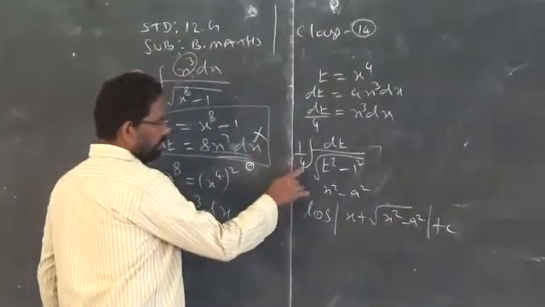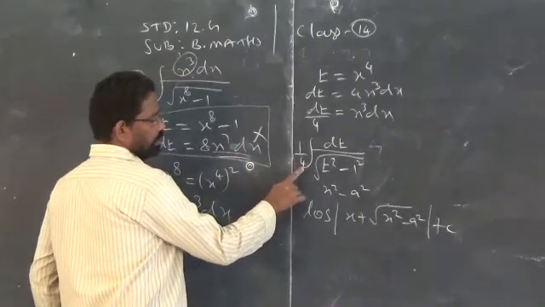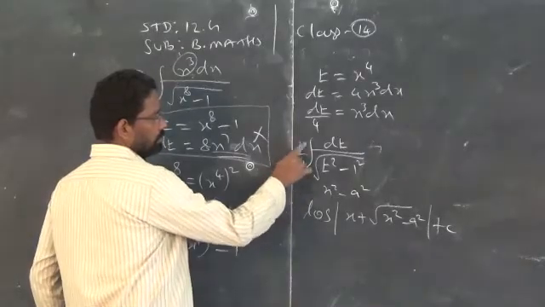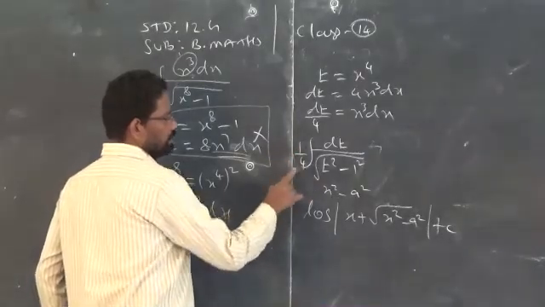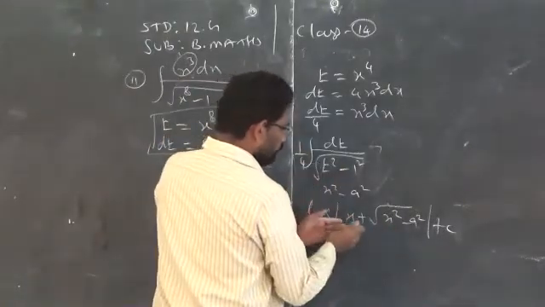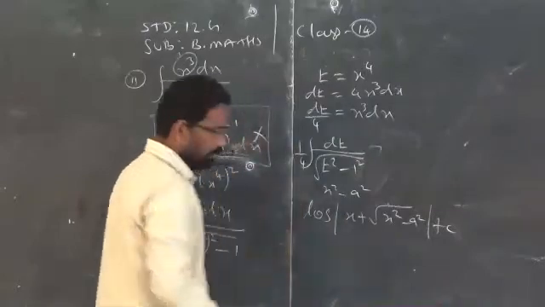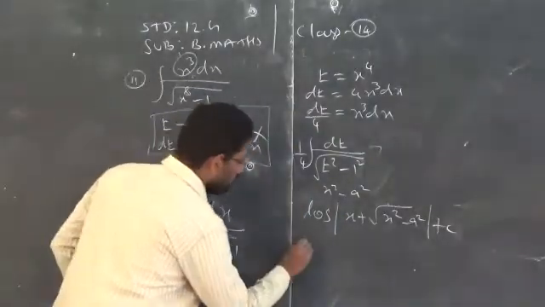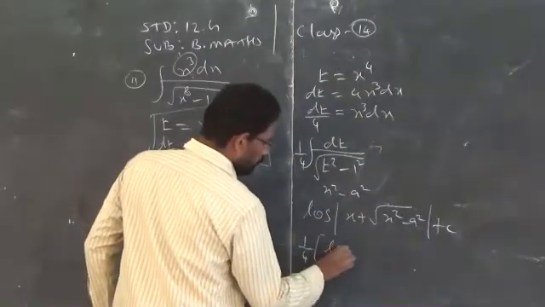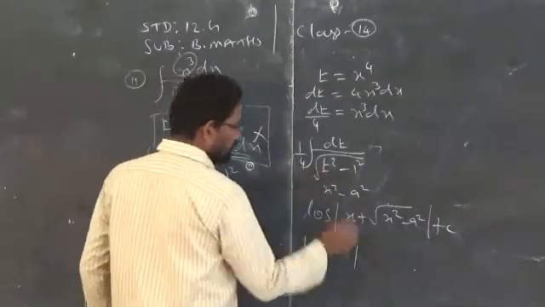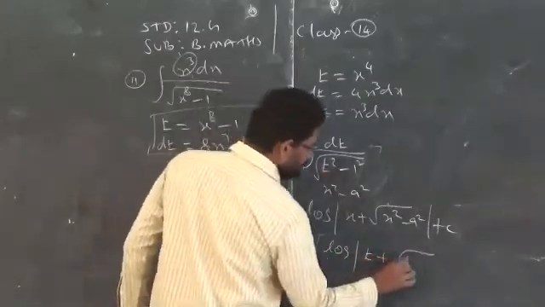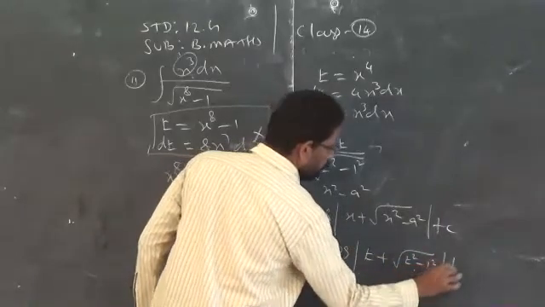Now, you don't forget, before I started this class, I just informed you how to use this. Some of the boys will miss this 1 by 4. They straight away substitute the values in the formula. They forgot to write 1 by 4. Be careful of writing this one. So first you have to write 1 by 4, then the formula log modulus x replaced by t plus, then as it is square root of t square minus 1 square plus c.